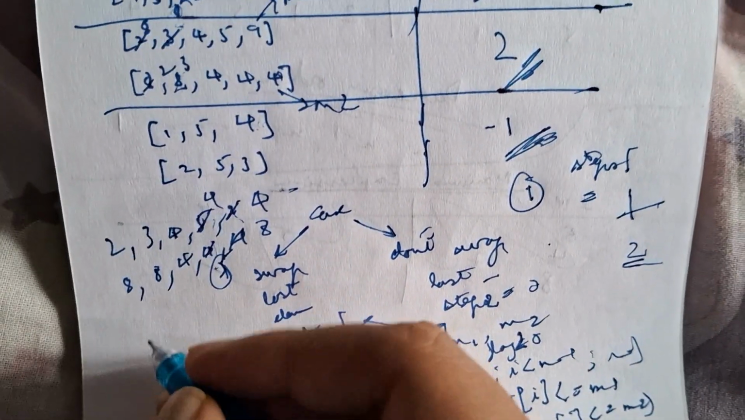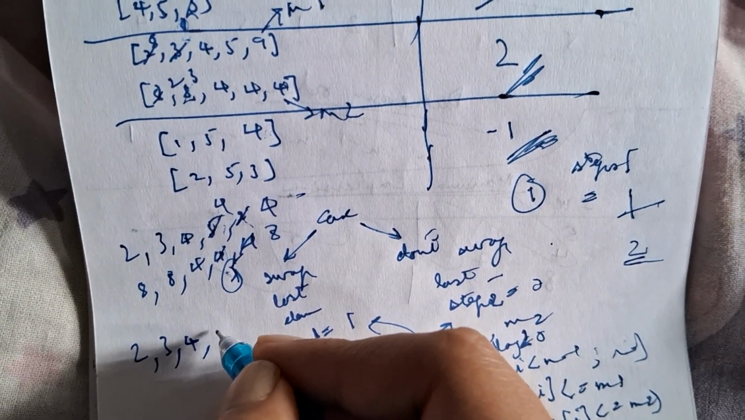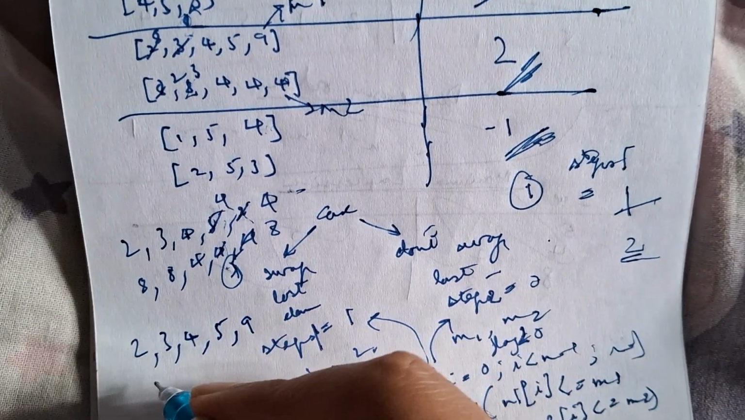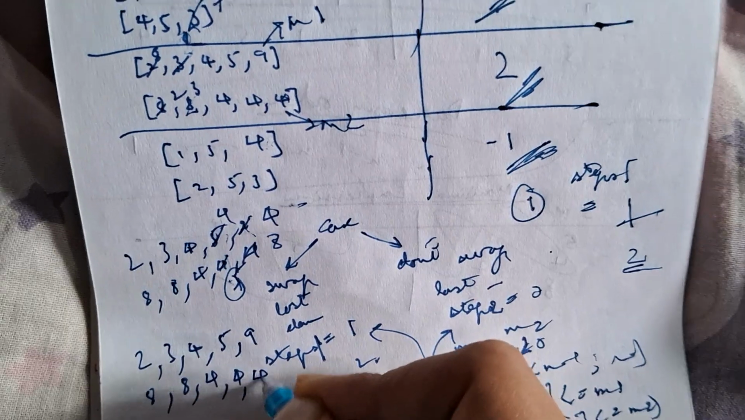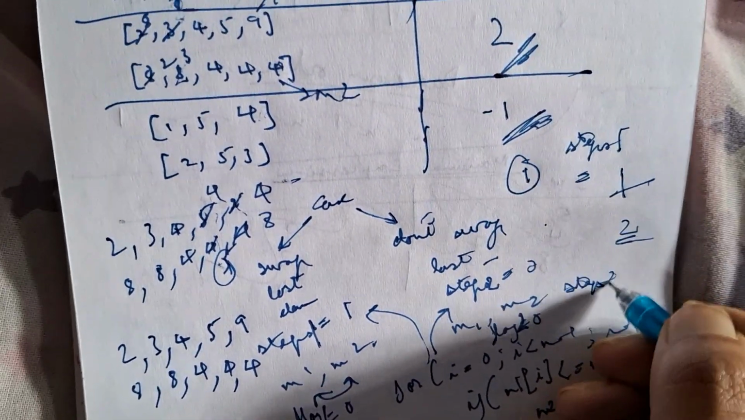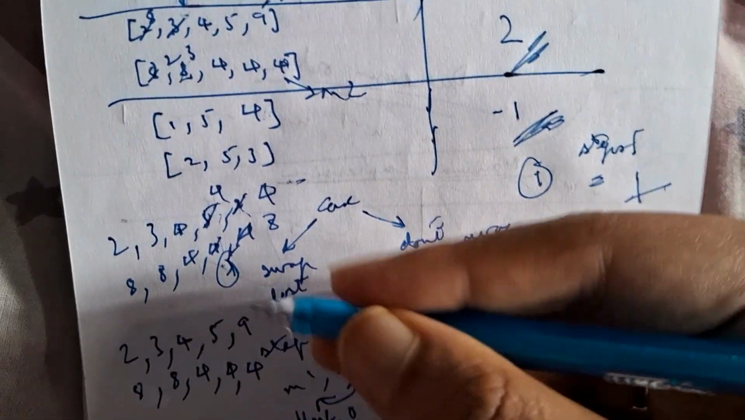Now we are going to do the same thing again. 2, 3, 4, 5, 9 and 8, 8, 4, 4, 4. Now what we are going to do, steps 2. Steps 2 is initially 0. I told you it's initially 0 because we are not swapping the last elements.